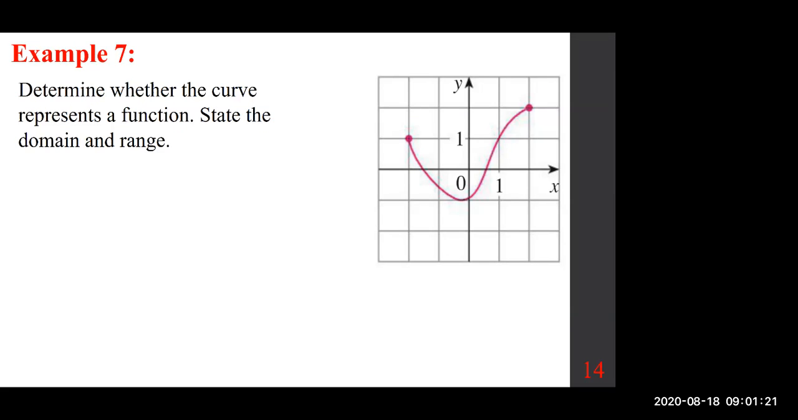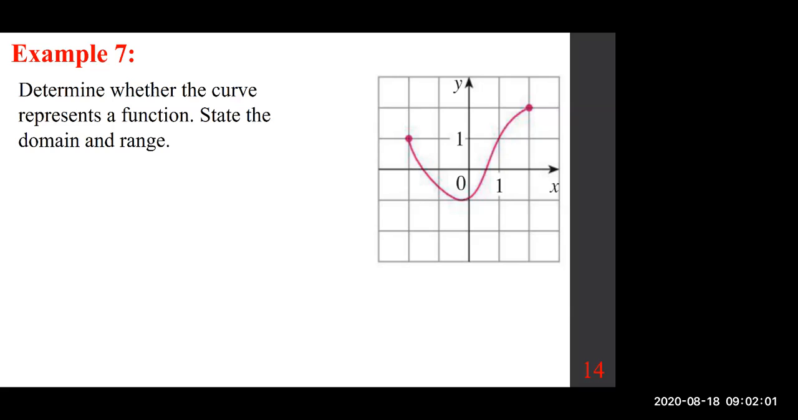here's the graph. We want to determine whether the curve represents a function, and we want to come up with the domain and range. Okay. It's a very simple case. It's obvious to everybody that this is a function. Why is that? Because it passes VLT, short for vertical line test. There is no vertical line you can come up with that crosses the graph more than once. Therefore, yes, it represents a function.